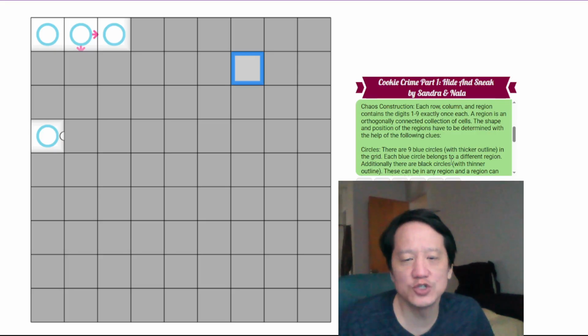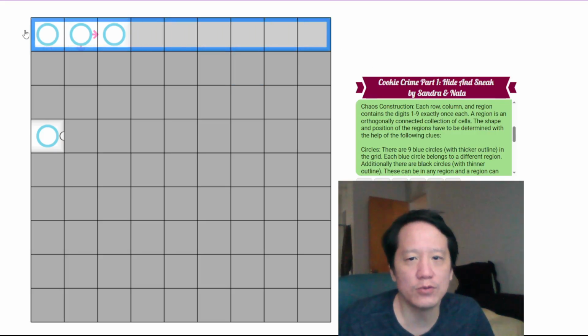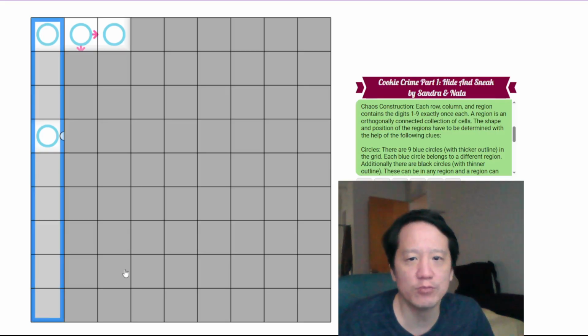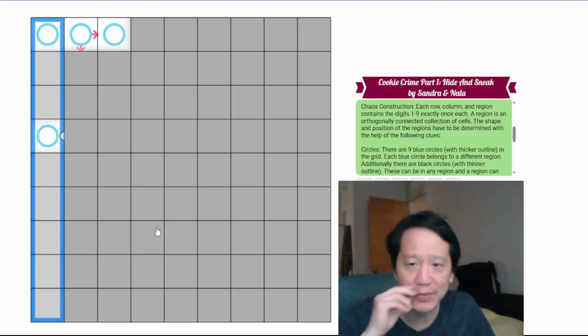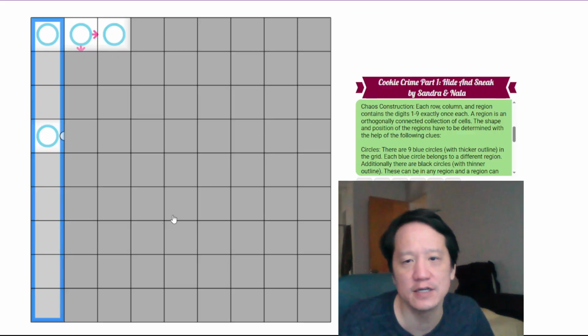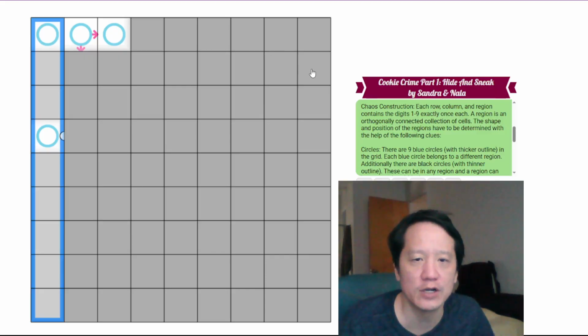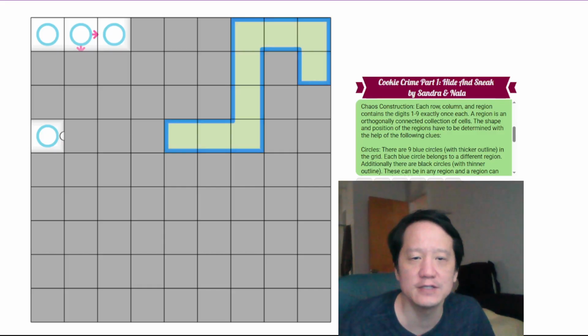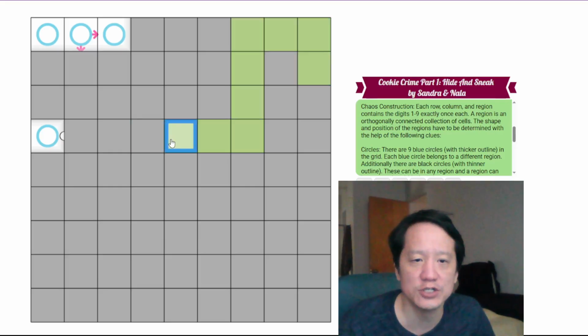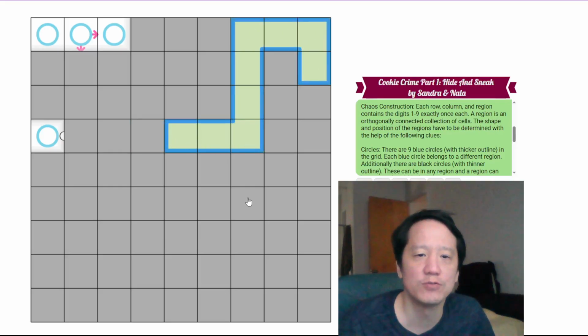We have chaos construction, where each row, column, and region contains the digits 1 through 9 exactly once each. A region is an orthogonally connected collection of cells. The shape and position of the regions have to be determined with the help of the following clues. So, what is an orthogonally connected region? It's basically a region where you can go from any cell in the region to any other cell in the region just by going through edges, all while staying within the region.